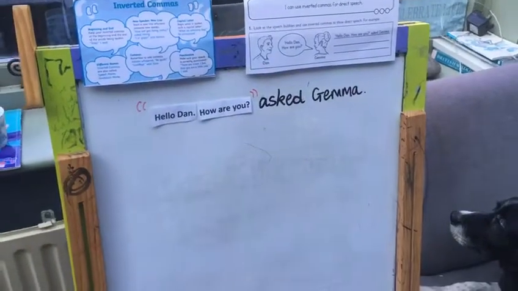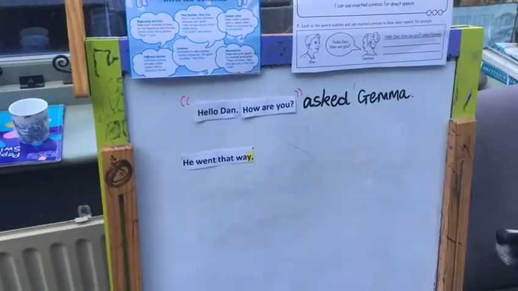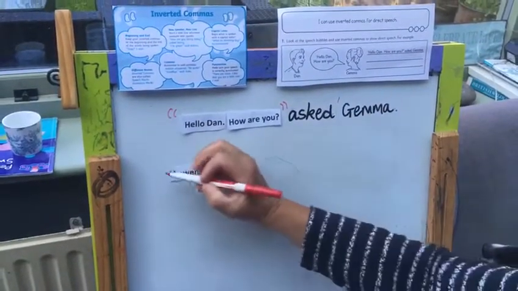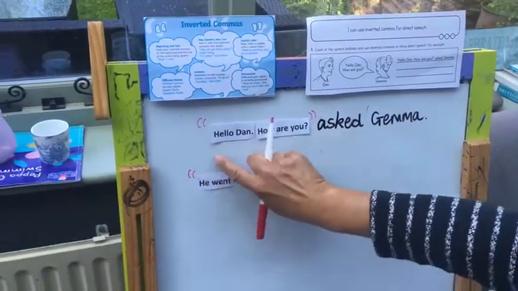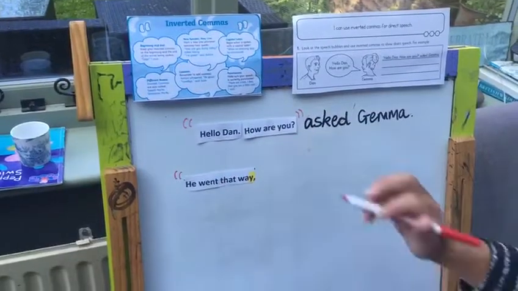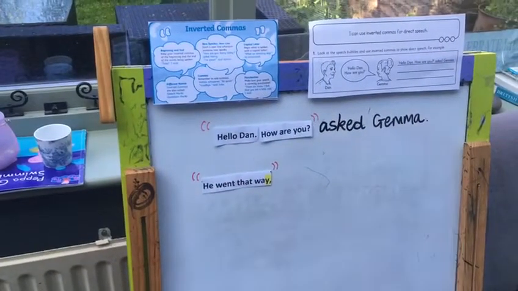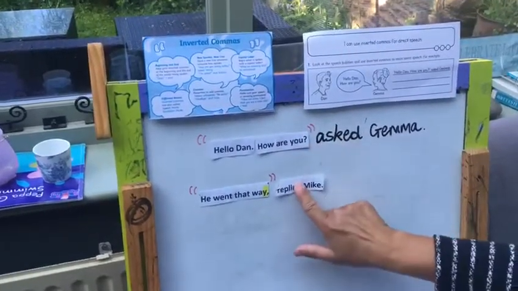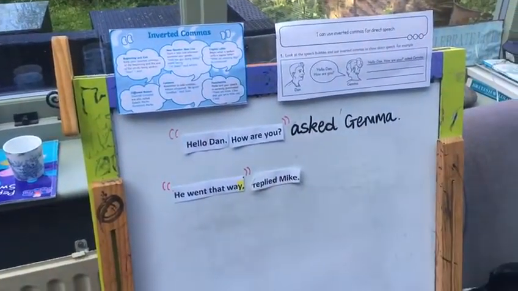So let's have a look at another example. This time we've got a new sentence. He went that way. Okay, so in this case, I need to put in my inverted commas, always at the beginning of the actual words spoken. He went that way. Notice that I always have a capital letter, so it's the usual sentence structure, capital letter at the beginning. He went that way, and then I will close with a speech mark, an inverted comma at the end. He went that way, and then I'm going to add my reporting clause. Replied Mike.